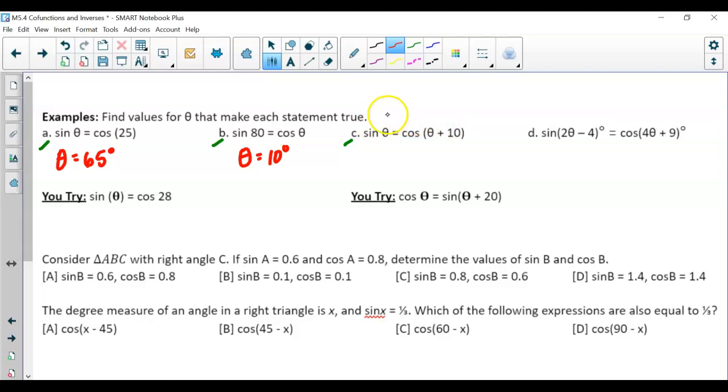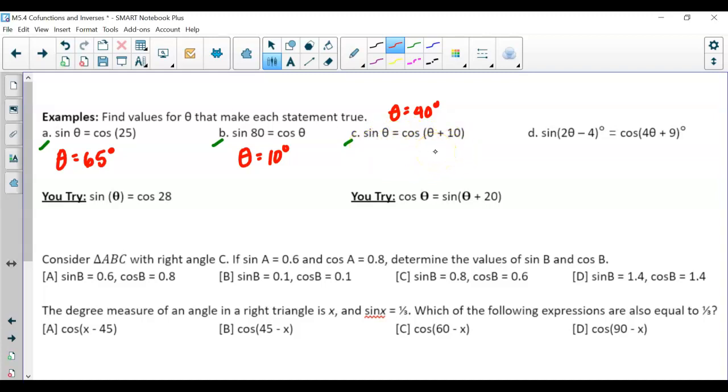So let's say, for example, you said theta was 30. So this is 30, then this is 30 plus 10, which is 40. So that only adds up to 70. So you should have seen that theta is equal to 40, because this here is just 40, and then 40 plus 10 is 50. 40 and 50 are your complementary.